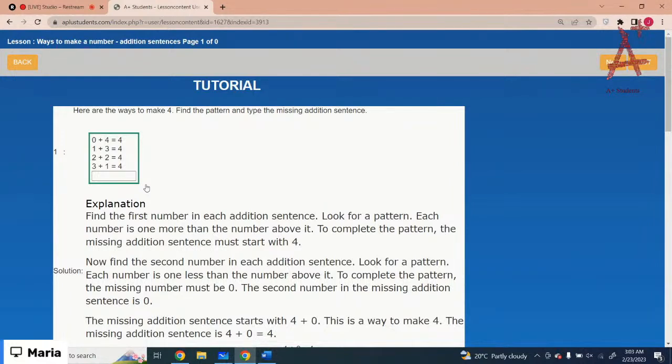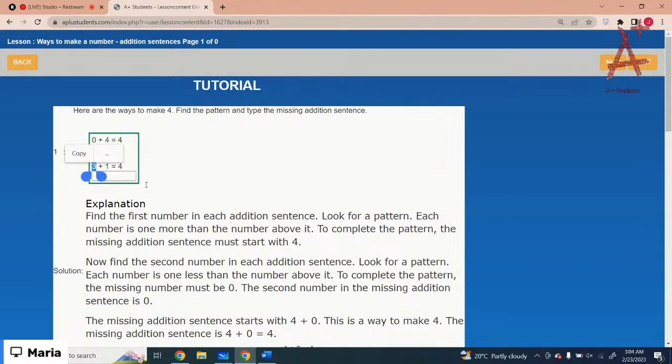Okay, here are the ways to make 4. Find the pattern and type the missing addition sentence. So how do we understand the pattern and find the missing sentence? Just listen to me carefully. Find the first number in each addition sentence. In each addition sentence, the first numbers are 0, 1, 2, and 3. Got it? Look for a pattern.